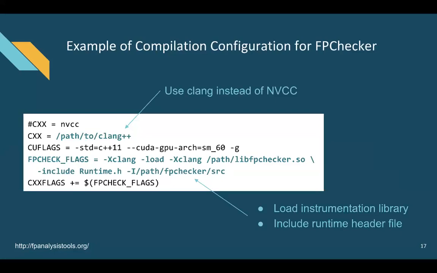The usage is pretty simple. You have to compile your CUDA program with Clang. That may be a problem for some codes. Basically, you need to make sure that instead of using NVCC, you compile with Clang. Clang supports compilation of CUDA. It doesn't have all the features that NVCC has, but it has very good functionality, I would say, that would allow you to compile many programs. Then you have to add some flags to tell the tool to load the instrumentation library and to include a runtime header file. That's pretty much all you have to do.